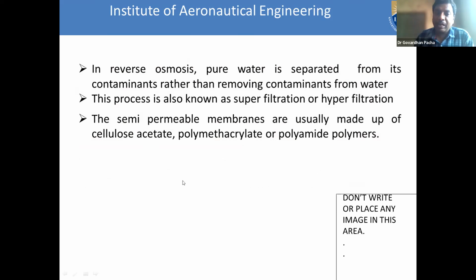Because of the importance of the semi-permeable membrane, it is manufactured not with ordinary chemicals but with special chemicals. Those chemicals are cellulose acetate, polymethacrylate or polyamide polymers. And in reverse osmosis, pure water is separated from its contaminants rather than removing the contaminants from the water. The process is also called ultrafiltration or superfiltration.